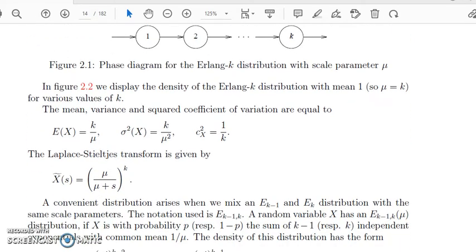So the mean, the variance, and the squared coefficient of variation are presented as: expected value of x is equal to k over mu, the variance sigma squared is equal to k over mu squared, and the coefficient of variation is 1 over k. The Laplace transform is given by mu over mu plus s, raised to the power k.